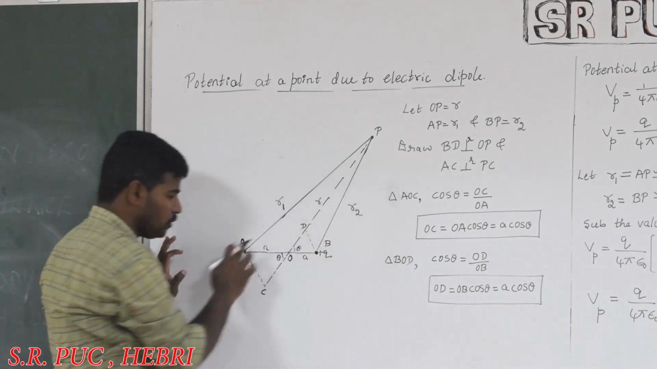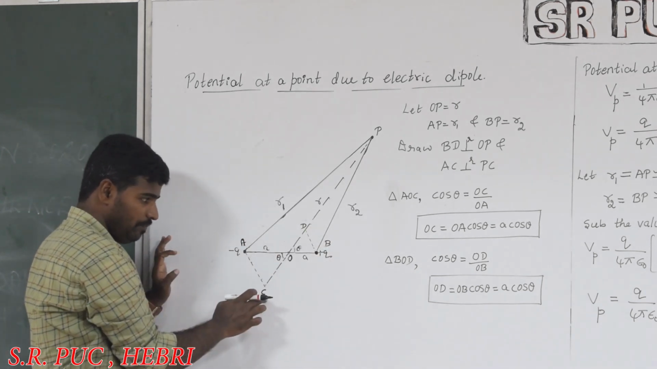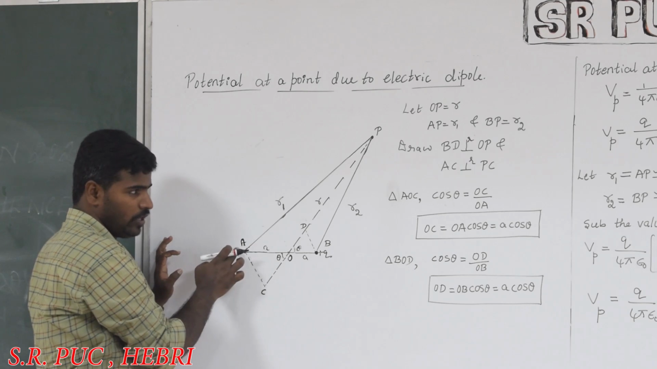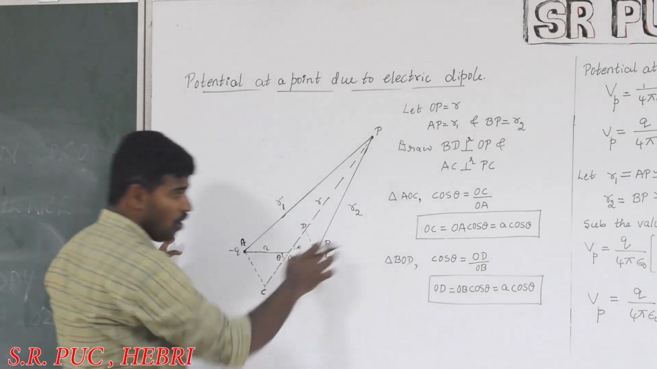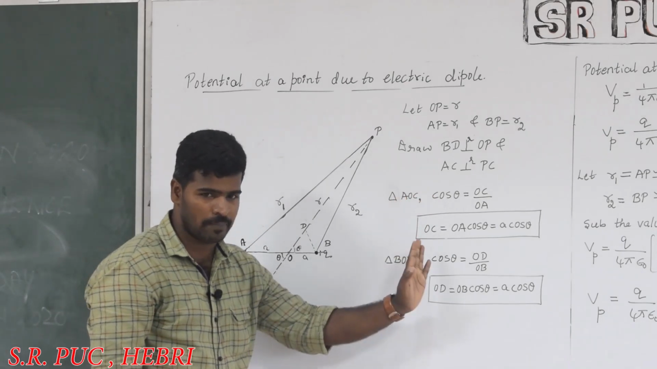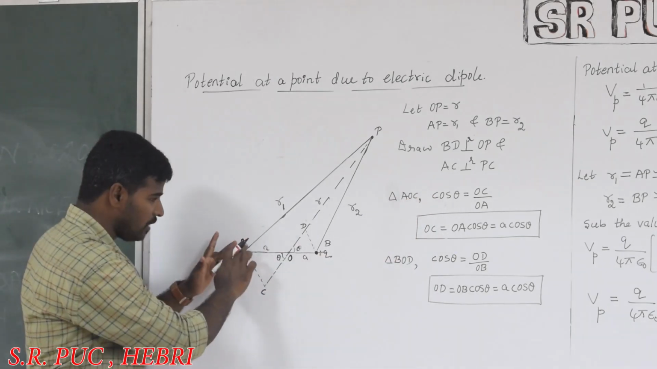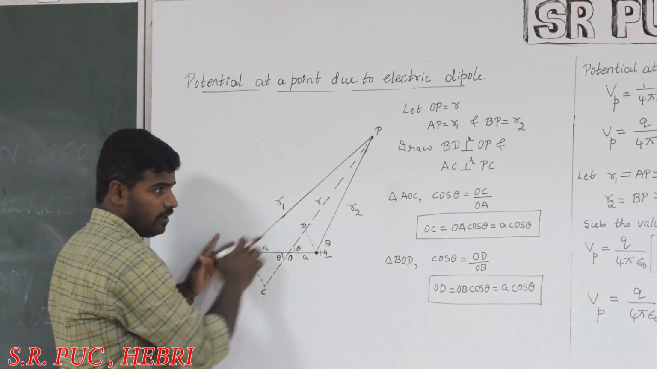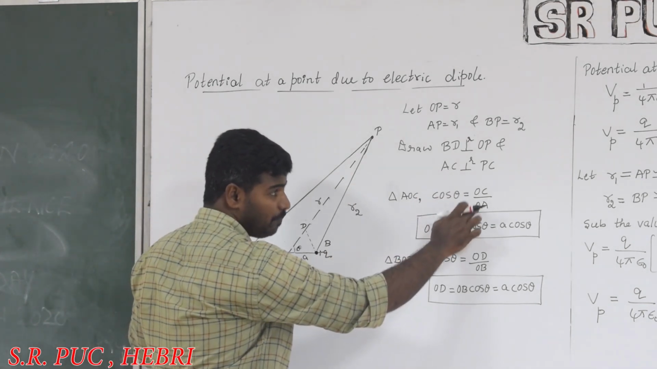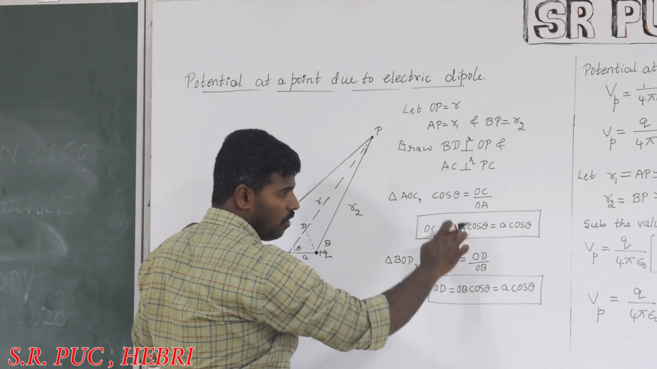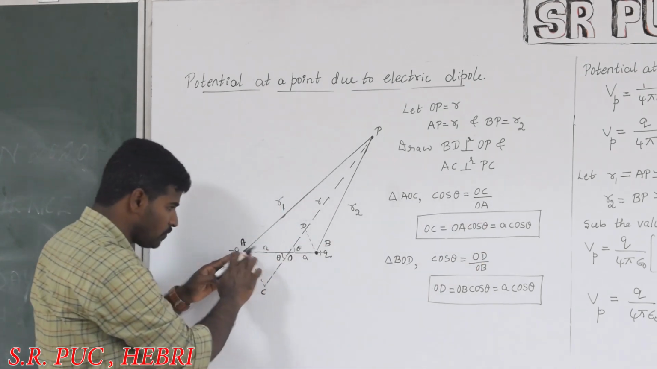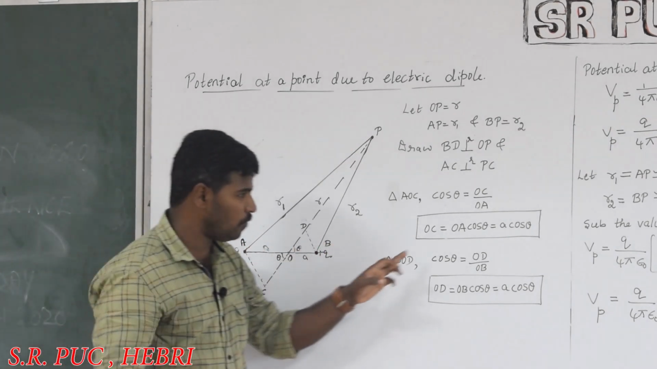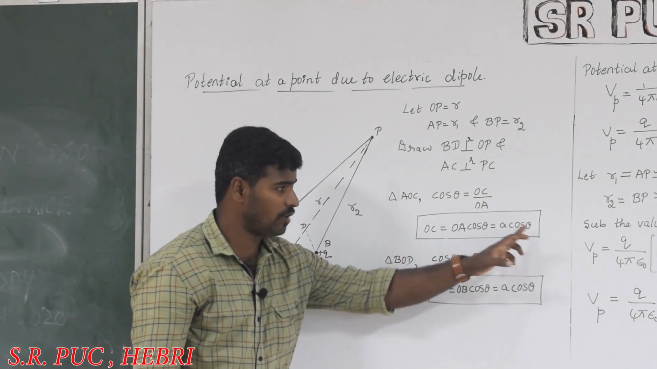Therefore, from the triangle AOC, cos theta is equal to OC divided by OA. Therefore, OC is equal to OA cos theta. Here we have applied the trigonometric function. What is the distance from O to A? That is nothing but half of the dipole distance, expressed by a. Therefore, OC is equal to OA cos theta, that is equal to a cos theta.